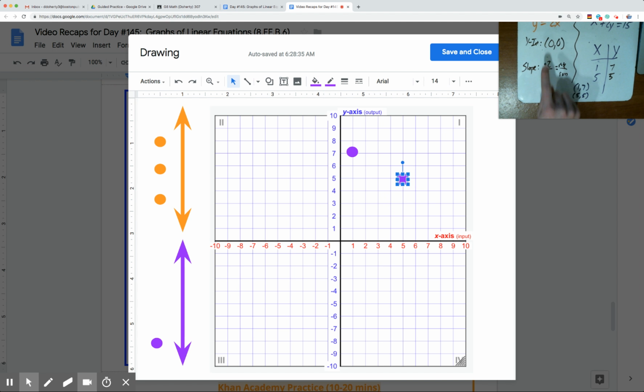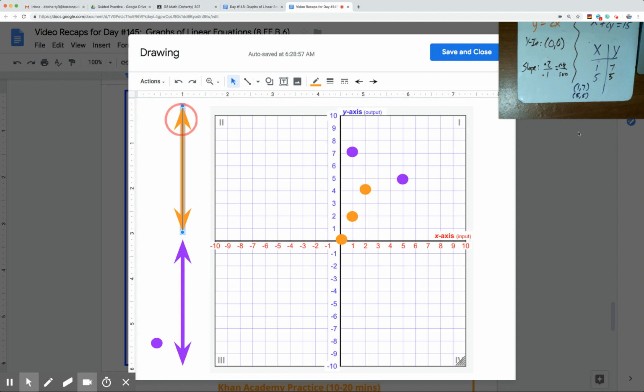For the orange equation, I know it's going to pass through the origin as a proportional relationship, or a y-intercept of 0. And each time x increases by 1, y is going to rise or gain 2 units of value. So go ahead, up by 2 every time x gains 1 unit.